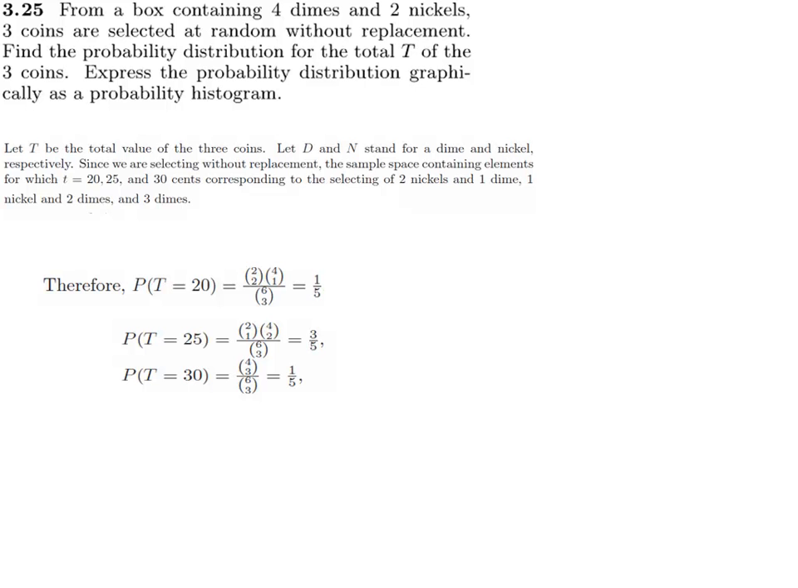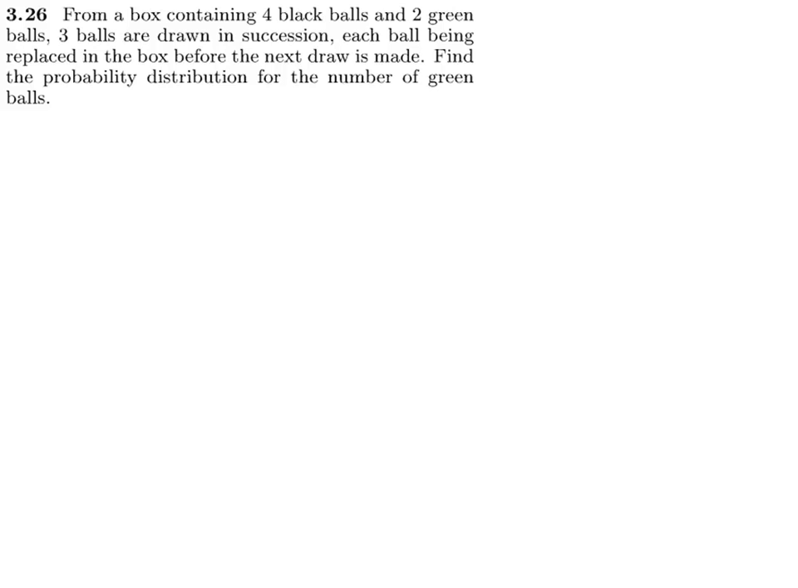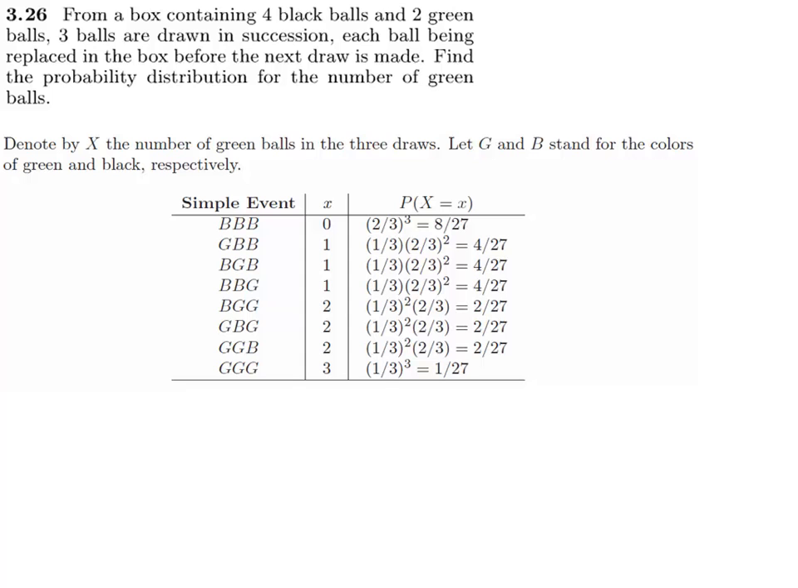Okay, so the next problem: from a box containing 4 black balls and 2 greens, find the probability distribution for the number of green balls. Okay, so again, you define your sample space, you define the value for your random variable. So the random variable is the number of green balls.